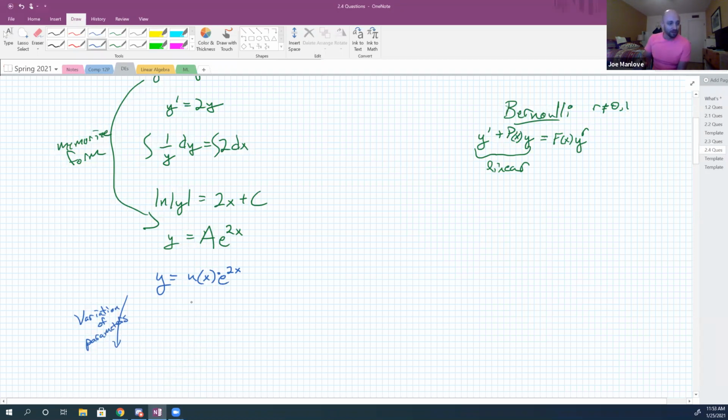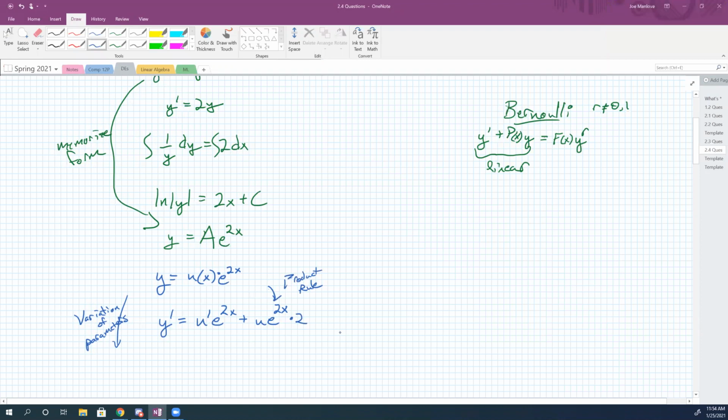Okay, so I've got this u. Now what? Well, you can substitute y back into your original equation, but you also want y prime. So you're going to want to take the derivative of that. Okay, so I need the derivative of this thing. So y prime is going to be u prime times e to the 2x plus u e to the 2x. What did I forget? The 2. Okay, times 2. This is just the product rule. Everybody good with that?